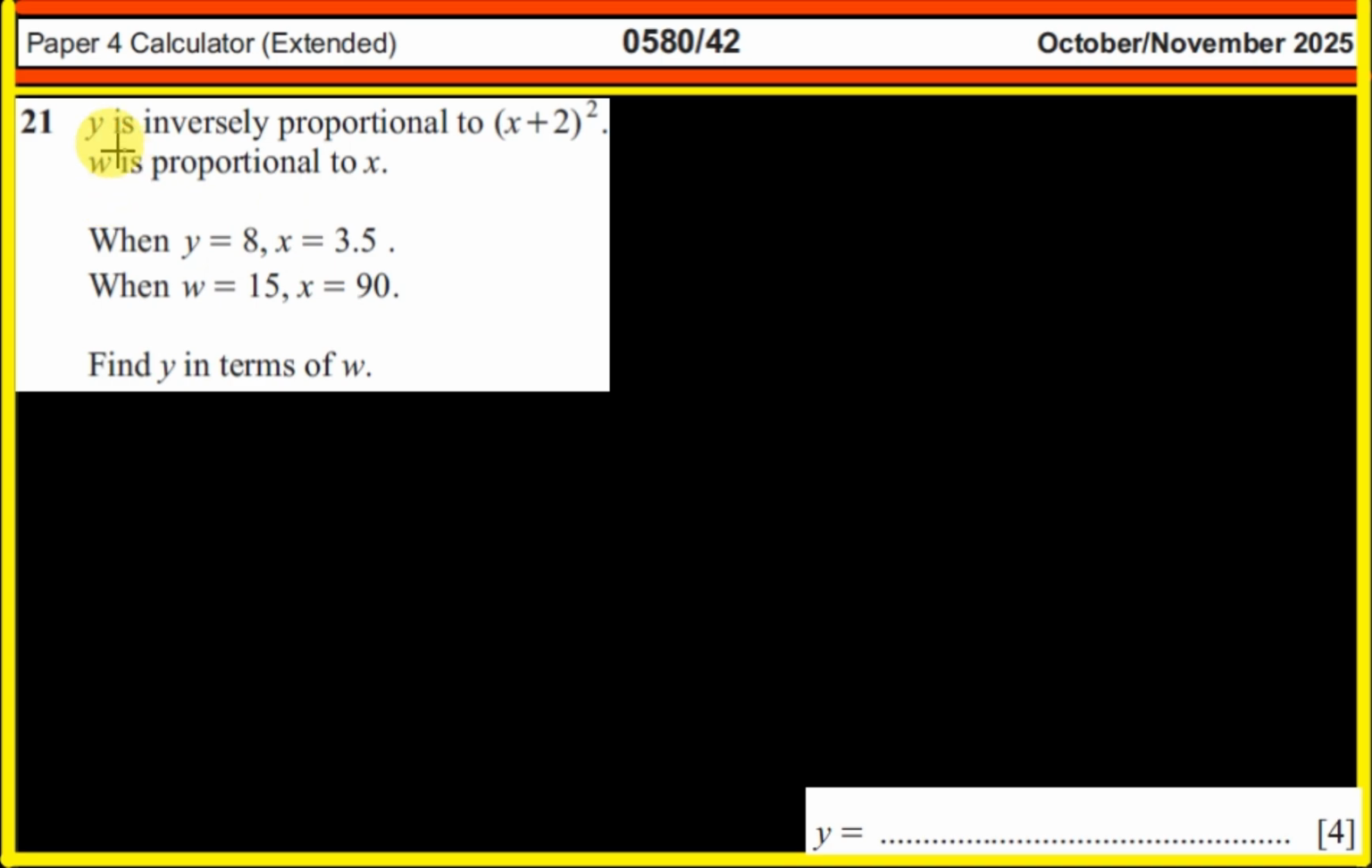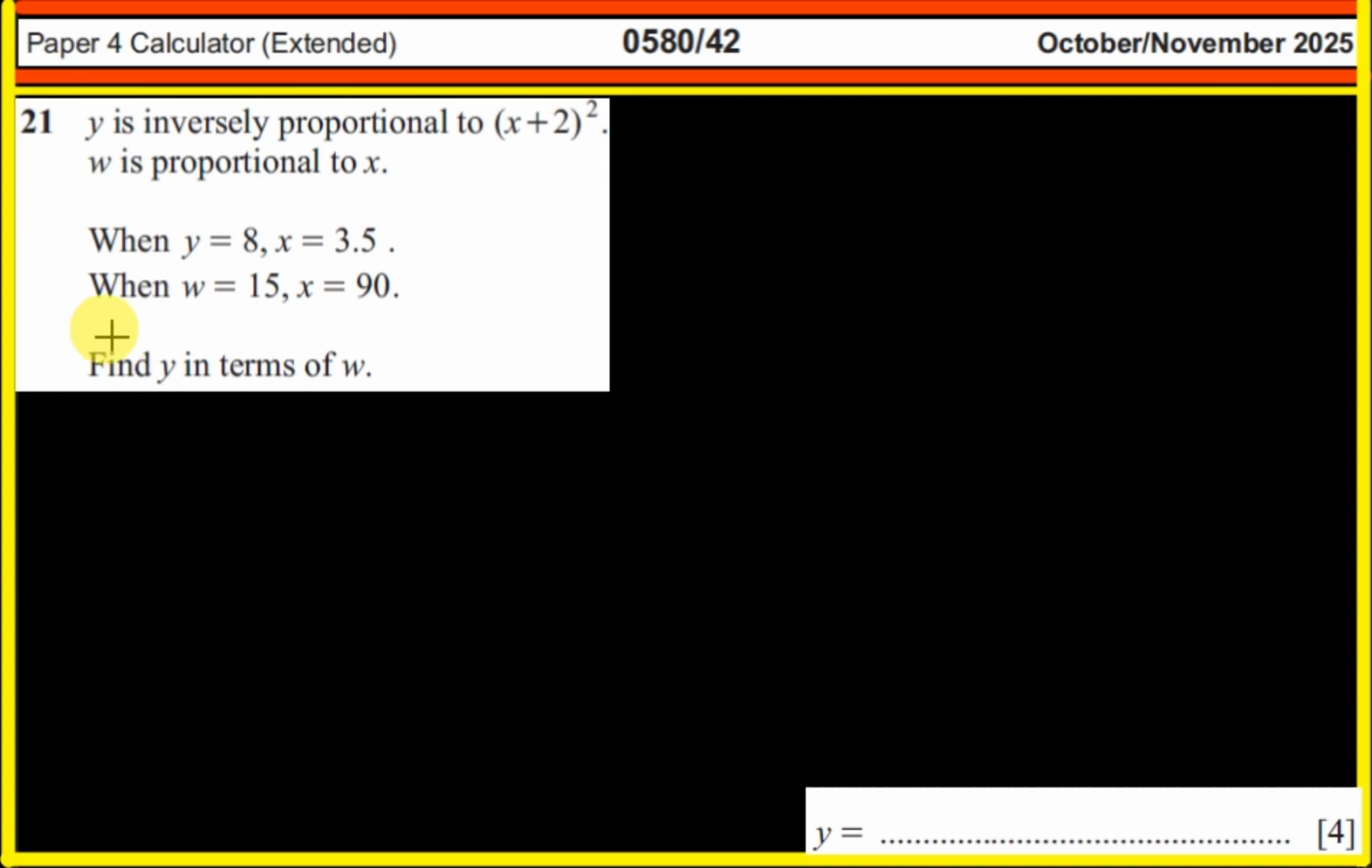So in this question, y is inversely proportional to (x plus 2) whole square, and w is proportional to x, and when y is equal to 8, then x is equal to 3.5, and when w is equal to 15, then x is equal to 90, and then it is asking find y in terms of w. So how can we solve this question?